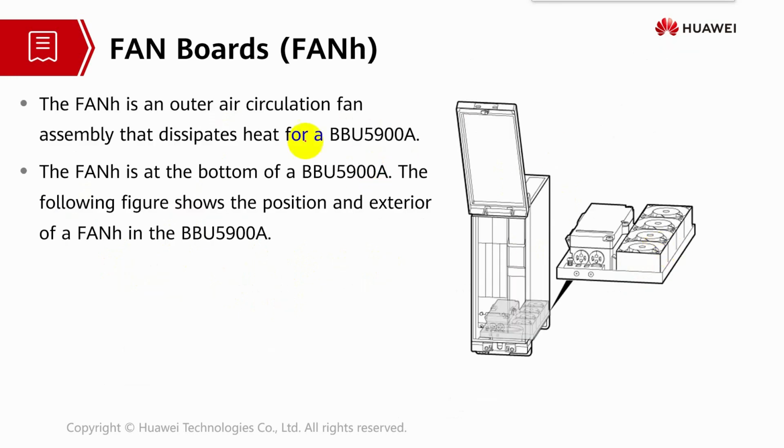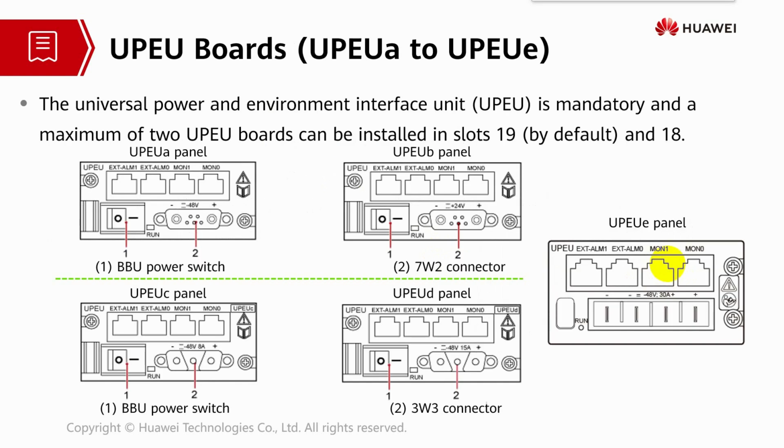And how about fan H? Version H is an outer air circulation fan assembly that dissipates the heat for the outdoor BBU, which is the BBU 5900 series. And this is actually one of the important boards that accommodates the BBU 5900 series A, the outdoor BBU. So this is the position and the exterior of the fan version H in the BBU 5900 series A. This is for the outdoor solution.